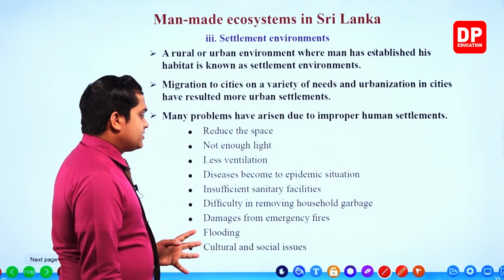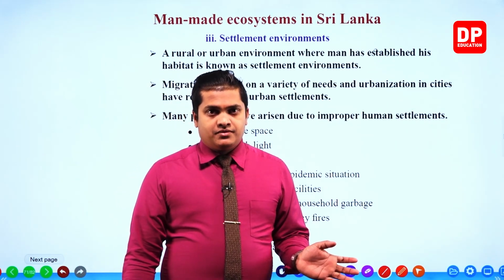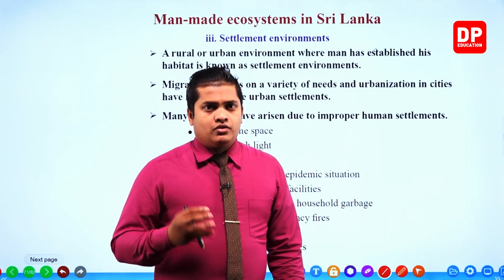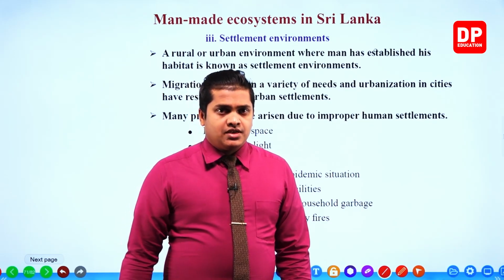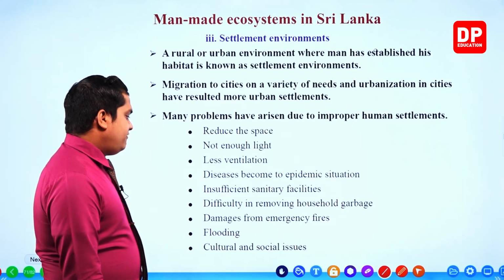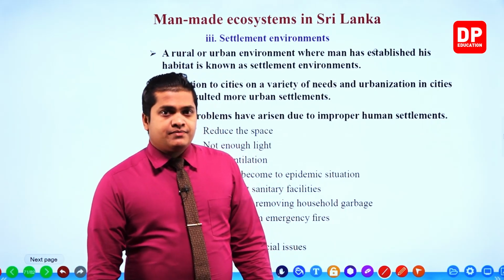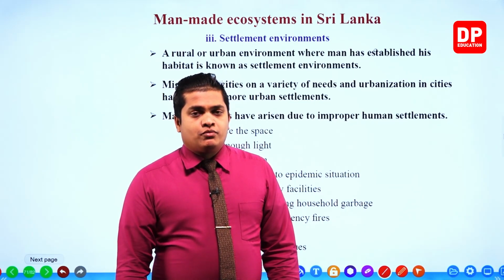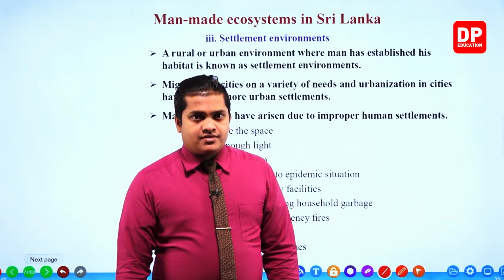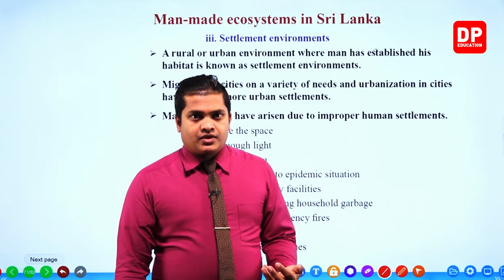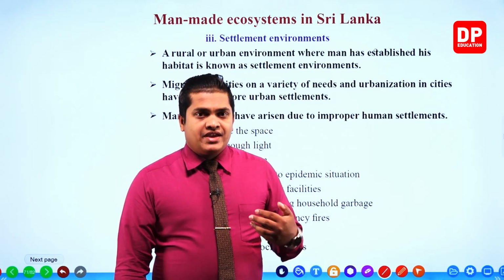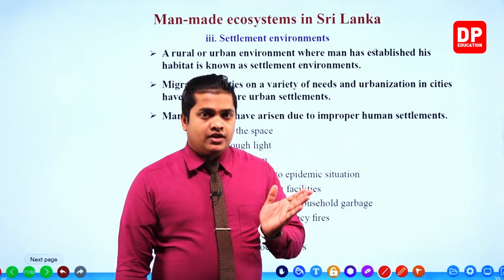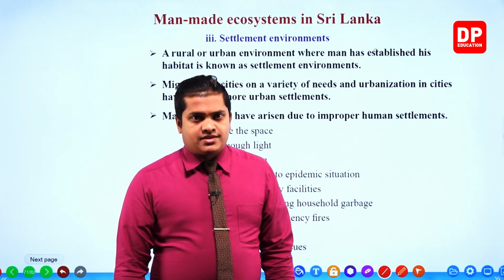Okay, next one, damages from emergency fires. It's very simple. By just reading it out, you can get the idea. Serious damages may occur because of emergency fires. Next one, flooding. Over here, the flooding is mainly going to occur because of blocking of drainage systems, right? Due to blocking of drainage systems, instantaneous floods will occur. That's the main reason for floods in urban areas, my dear children.